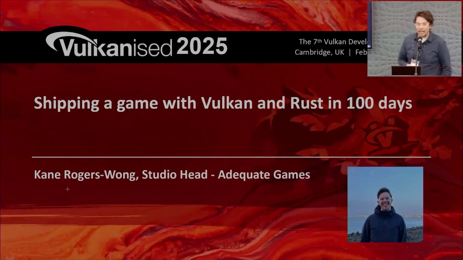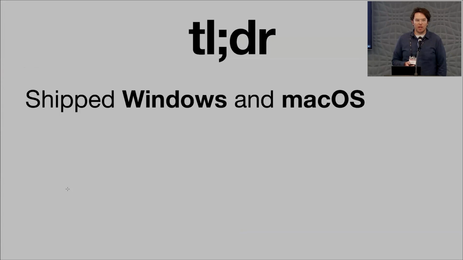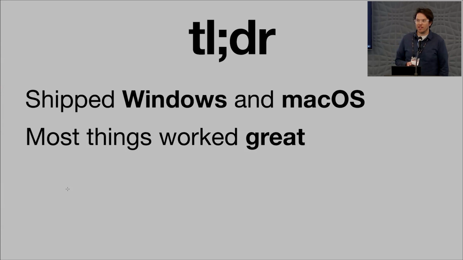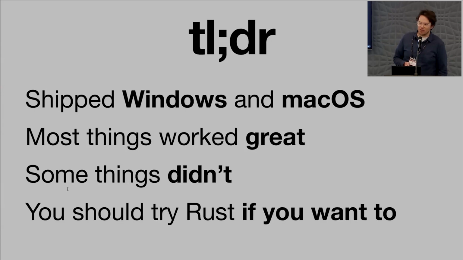Fabulous. G'day. The TLDR of this talk is that we shipped a game on Windows and Mac OS with Rust and Vulkan in about 100 days. Most of the things that we did worked great. Some of them didn't. And I'm not going to try and force you to use Rust, like heads up, okay? You should try it if you want to.